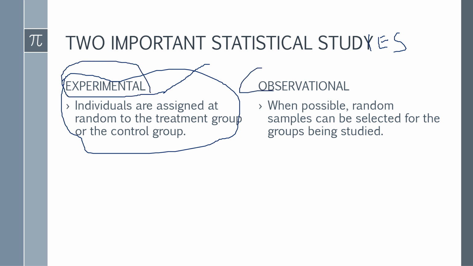So that's the one thing you have to pay close attention to: the difference between experimental and observational studies. Again, in experimental studies, individuals are assigned at random to the treatment group or the control group, so they are assigned to one of two groups. Observational is when, where possible, random samples can be selected from the groups being studied. So again, this is just choosing what you see. Alright, let's move on.